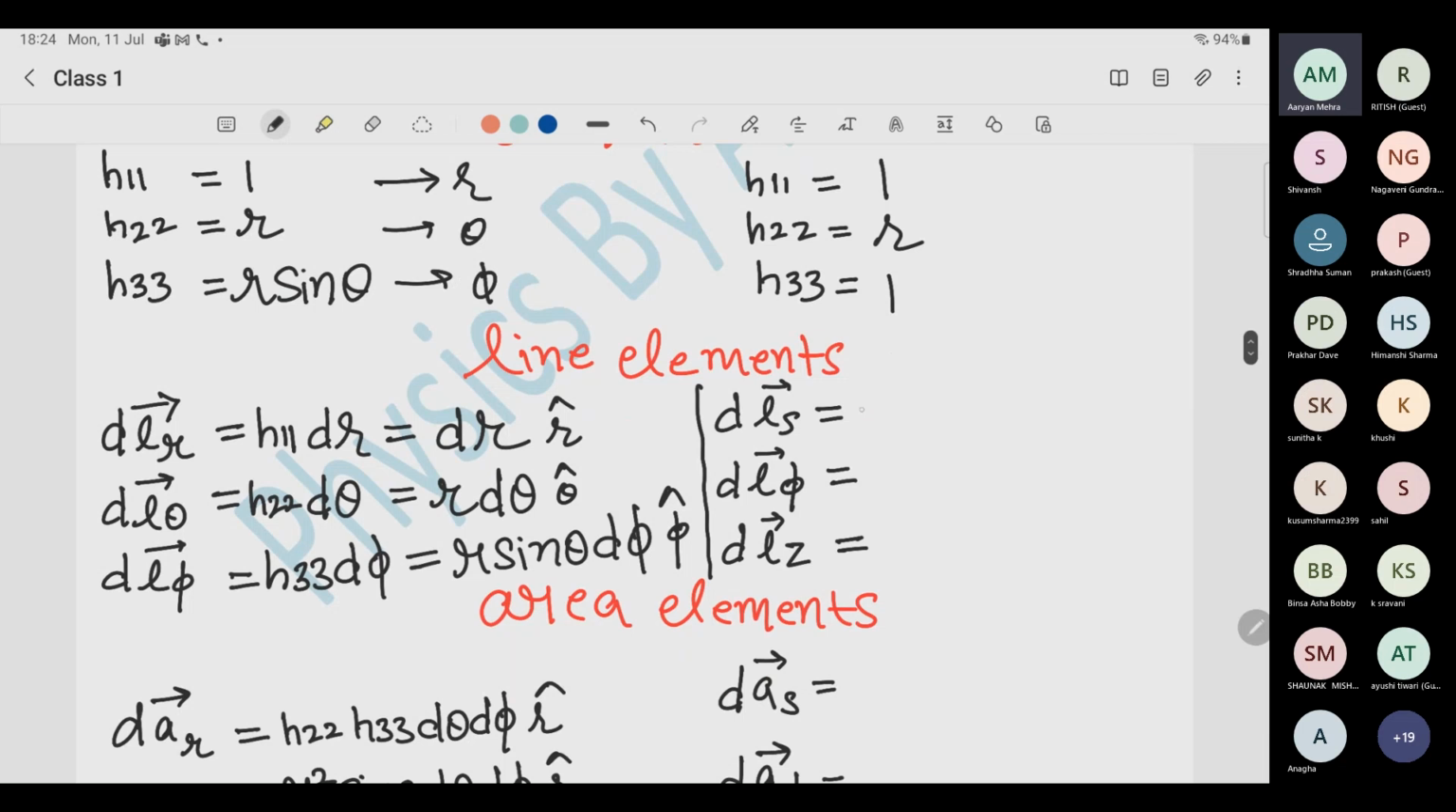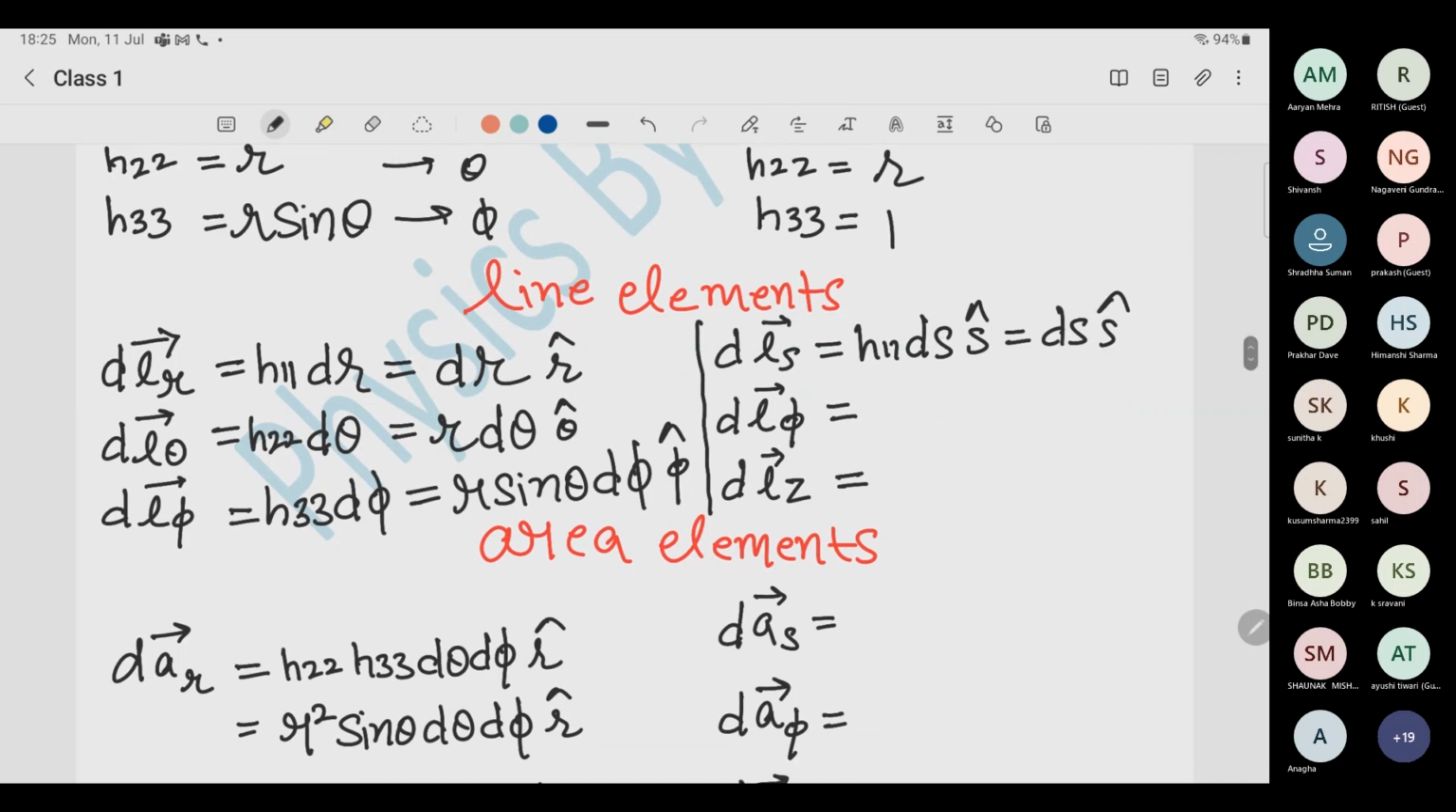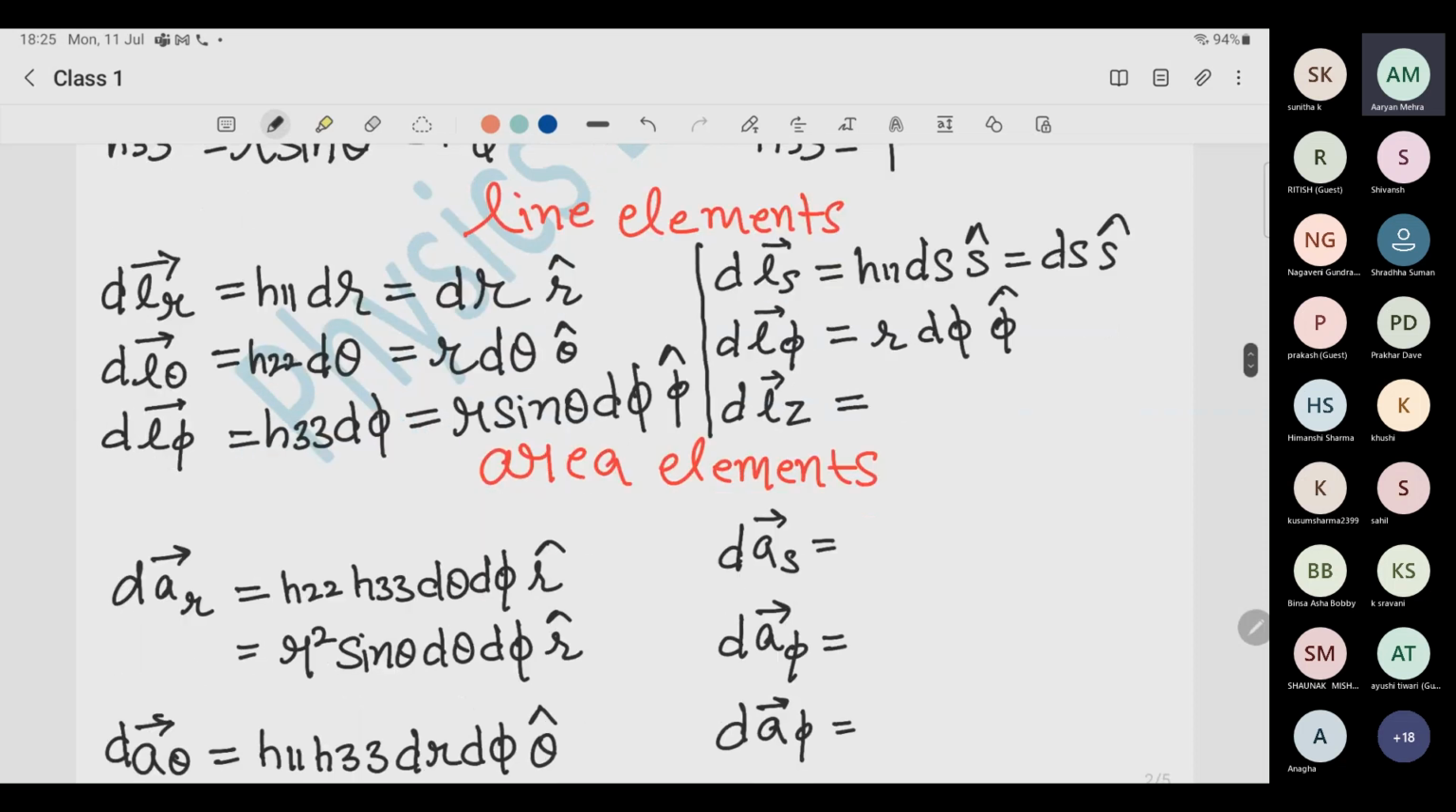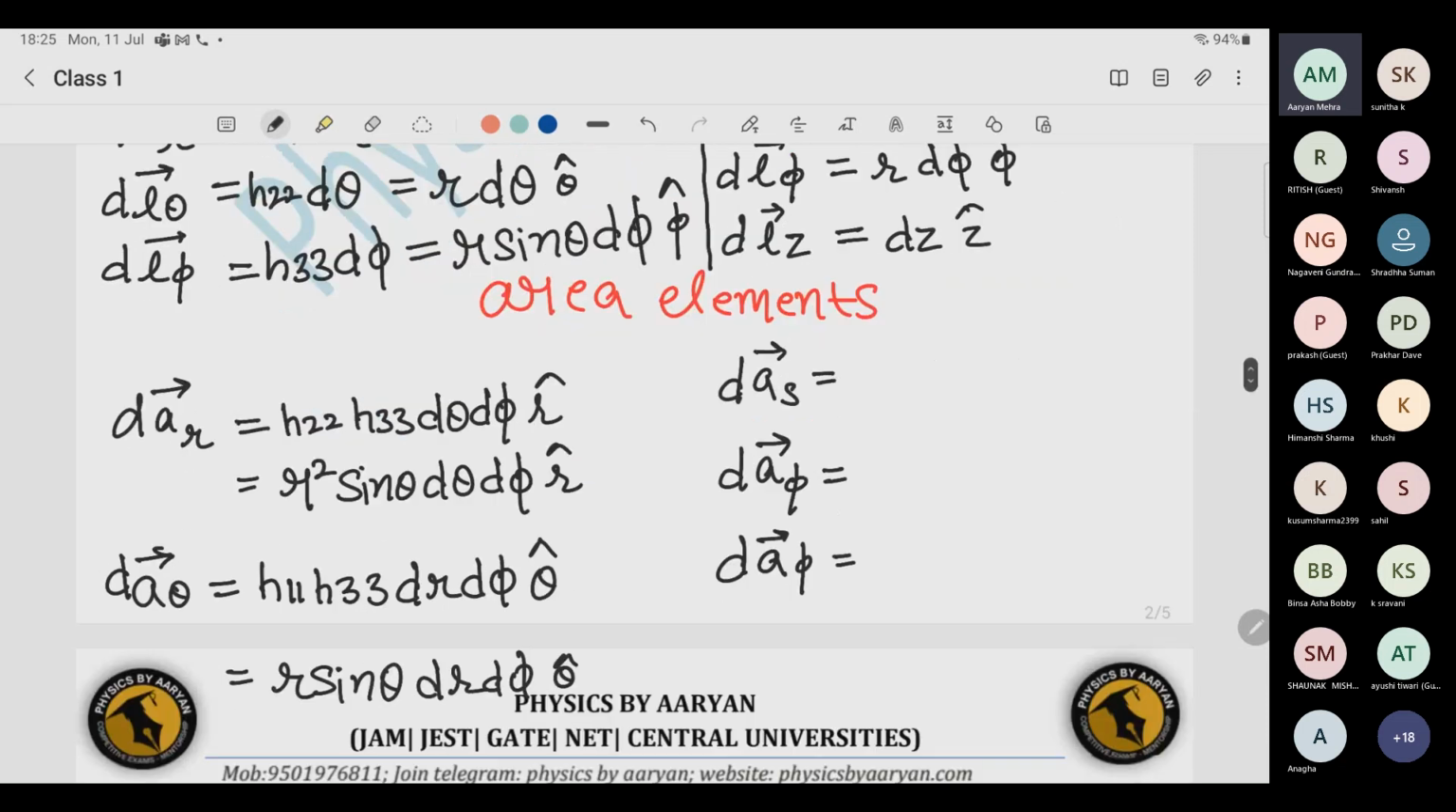So what will be dl_s? It means the change in length when you change in the direction of s cap, when you go away from the axis. So what will that be? h11 ds into s cap, so that will be ds into s cap. So tell me what I should write here. dl phi. r d phi, phi cap. Perfect. And here I should write dz into z cap. Perfect. Done.